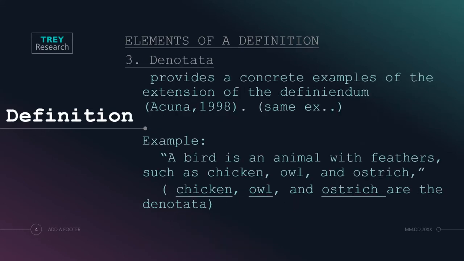Clear? Okay, next one. Denotata naman. The third element provides a concrete example of the extension of the definiendum. So in the same example, a bird is an animal with feathers such as chicken, owl, and ostrich. So it gives examples. To make a good definition, we include examples of it para mas maintindihan ng tao. So chicken, owl, and ostrich are the denotata. So ito yung mga examples ng extension ng definiendum.